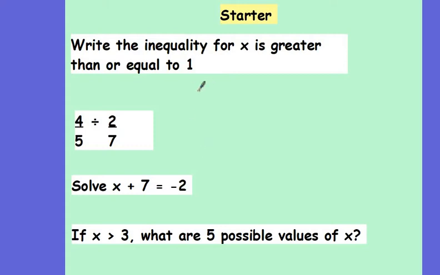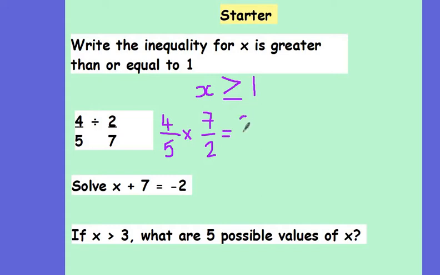Right, let's go through the answer. For x is greater than, we need to write the greater than symbol with the larger side next to the x. Or equal to, we need half an equal sign, 1. So that was your first answer. For the second one, we're going to do keep, flip, change. So I keep my first fraction, I flip my second fraction over, and I change my sign.